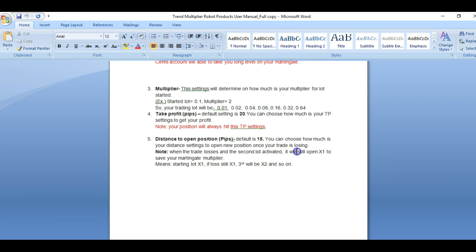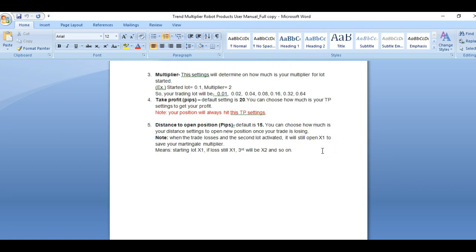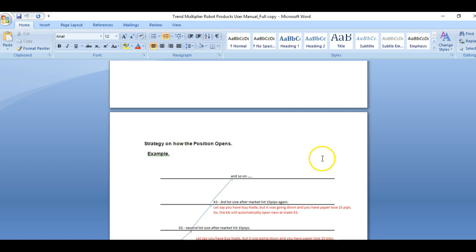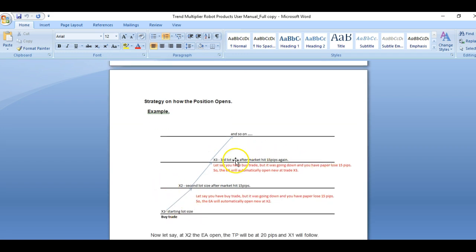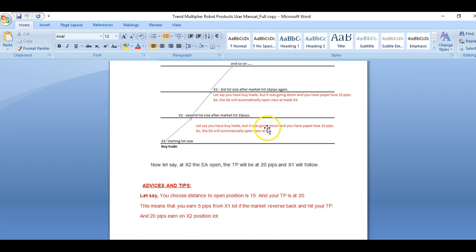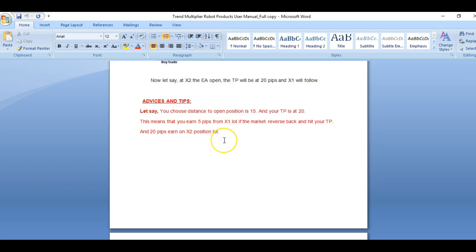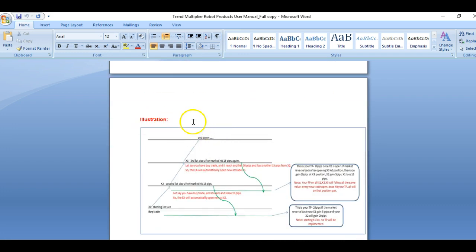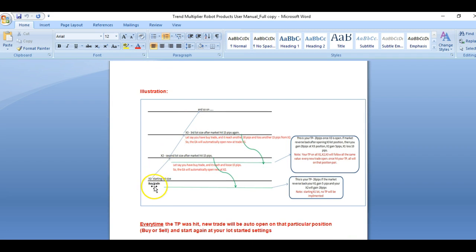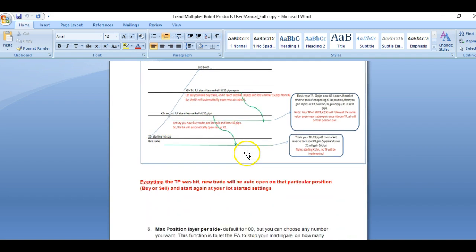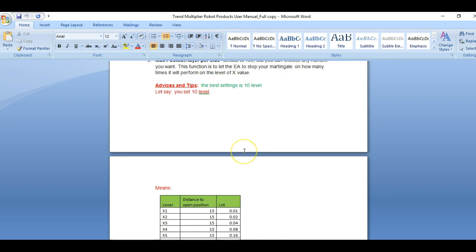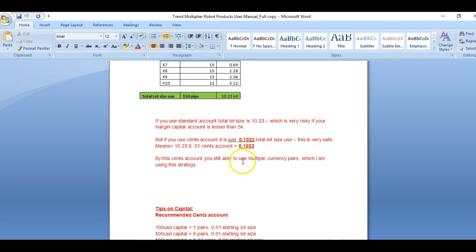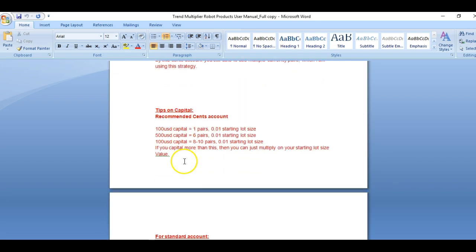So right now you are still on a trial version. If you buy the full version, you can take this and all the settings are over here, the strategy and how the position opens up. So it's explained over here. All right. So these are the tips and advice. We'll also be giving you an illustration of how the next position opens and where your TP is and all that. I will explain later how to set these things. All right. So we will give you more on the tips and capital.